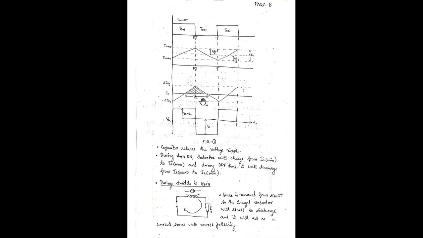And next, to find the ripple in inductor current. During turn on, VL on is equal to Vs minus V0. We have already seen this in equation number 1. This VL on we can write as L into di on divided by dt. The inductor is charging now, so L into di by dt.